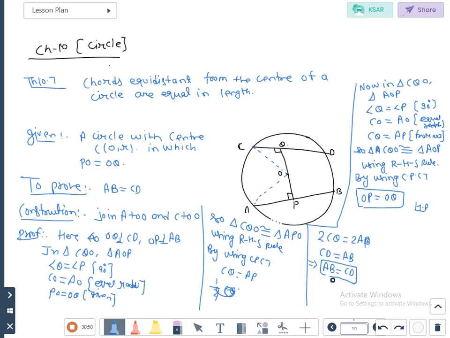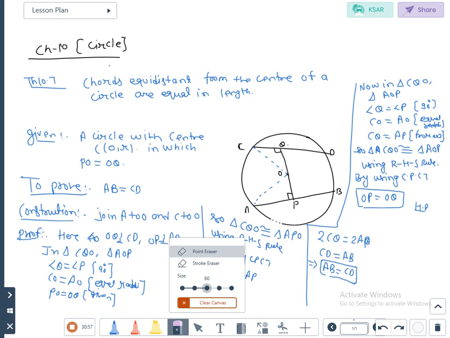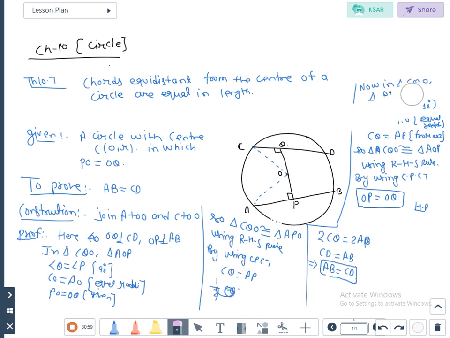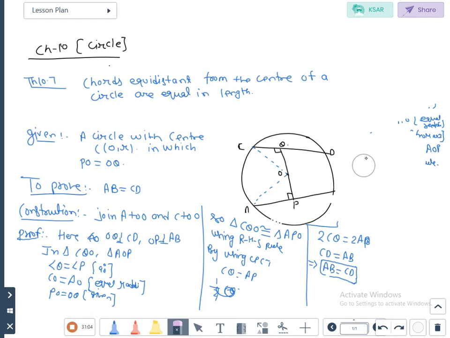So if the chords are equidistant from the center of the circle, then the chords must be equal in length. Understand, friends? Any problem? Note down.